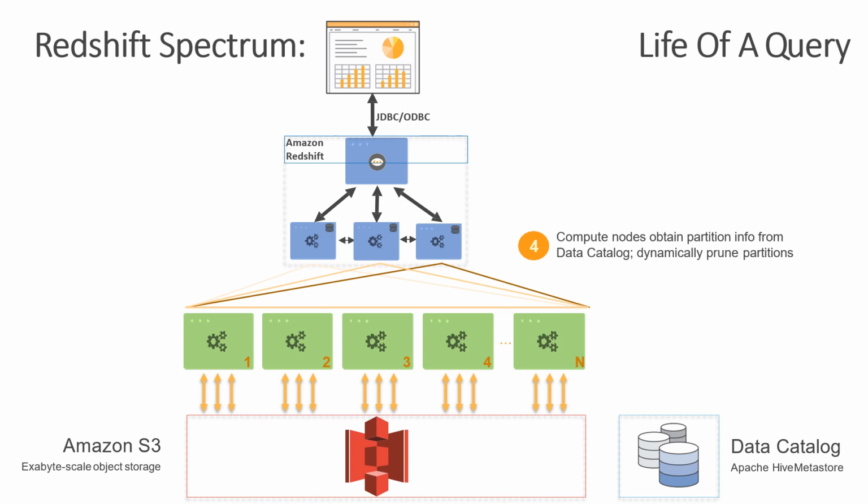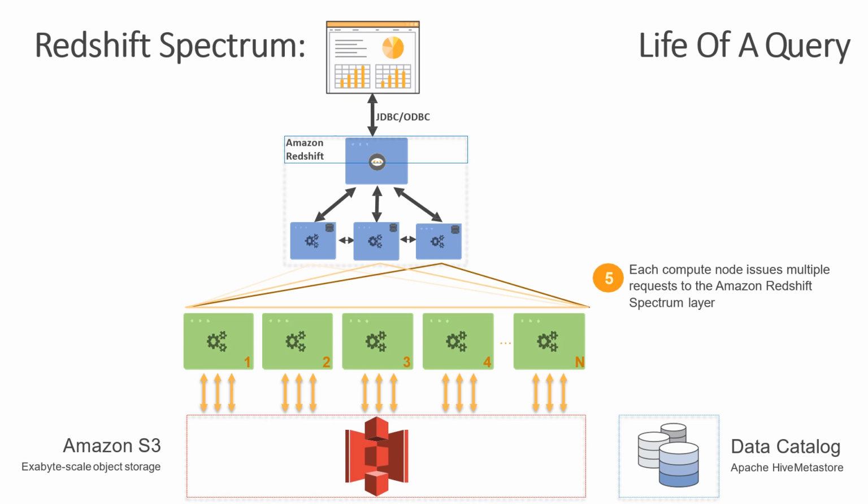In step 4, compute nodes obtain partition information from the data catalog. At this level, compute nodes talk to the data catalog and dynamic partition pruning happens. If your data is partitioned within the data catalog by year or date, and if you specify a date filter, AWS Spectrum automatically makes it so that only those dates in that query are scanned.